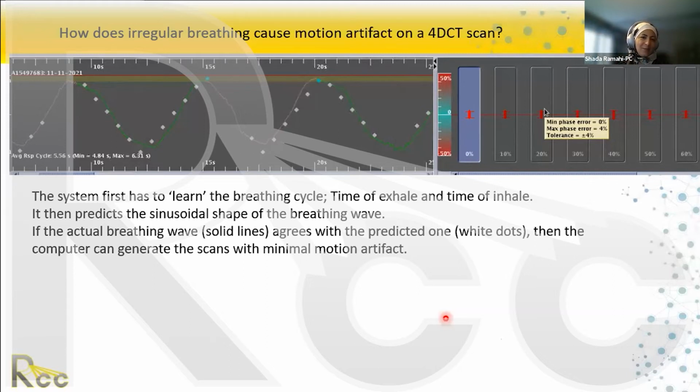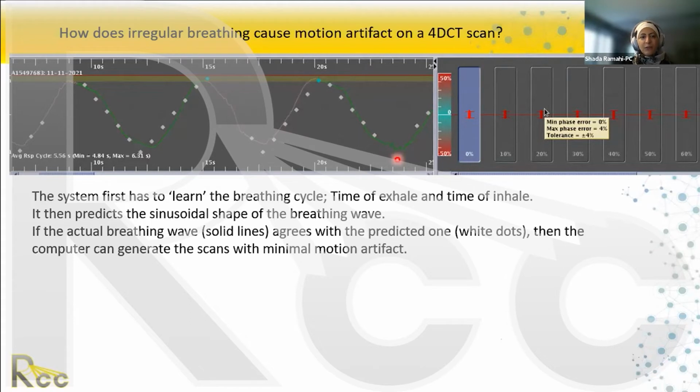What you're seeing here is something you would probably see in 1 in every 100 patients that you do motion management on. If the computer can predict the breathing cycle, the maximum, the minimum, and also not just the magnitude, also the phases, and the prediction are the white dots. This is the computer prediction. The solid line, the green and red solid line, this is the actual breathing of the patient. If the computer can predict the breathing cycle, the wave, then we have very minimal phase error.